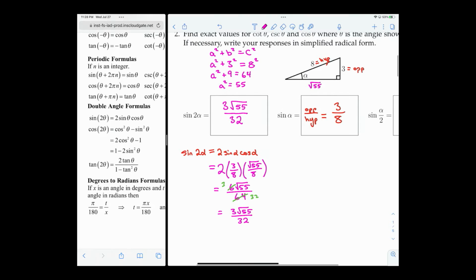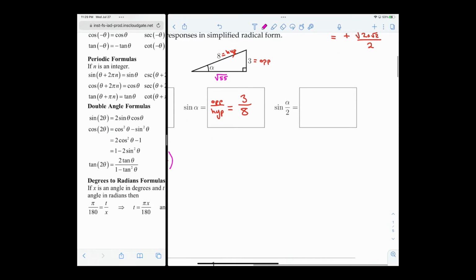Okay. Where's my calculator in case I need it soon? All right. So, yeah, we did that.